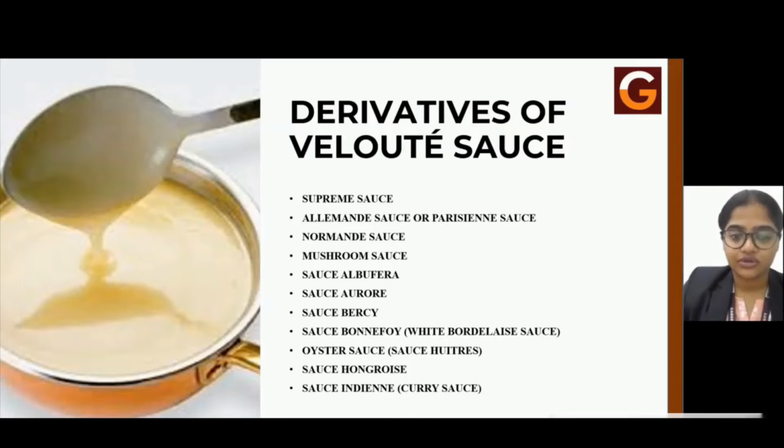Next one is sauce bonnefoy. This sauce bonnefoy is nothing but we again take a reduction of white wine. We add the velouté sauce as a base, then we add the shallots, ground pepper, and then it is finished with a herb called tarragon. Oyster sauce is nothing but we again take a velouté sauce, and we add the poached oyster.